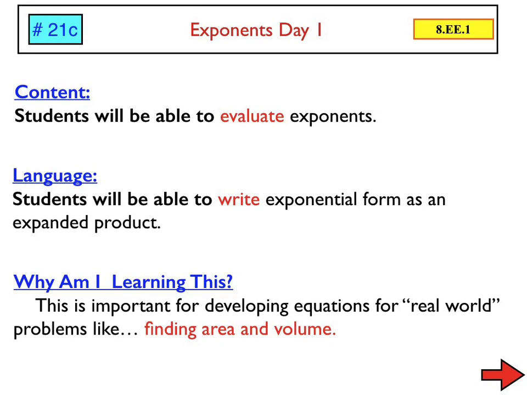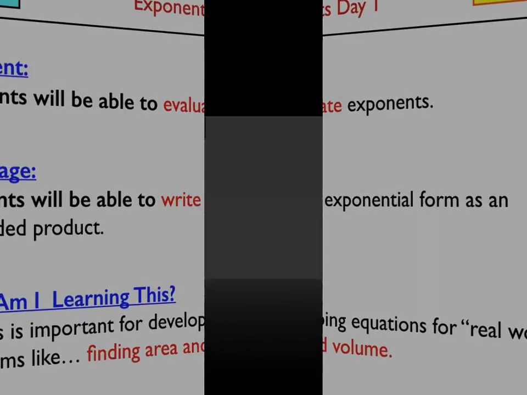Lesson 21C, we are starting a new unit. That's why we start on 21 instead of leaving off the number we did before. We are talking about basic exponents. So you're going to be evaluating exponents, writing it in exponential form, and as an expanded product. So let's start with what an exponent looks like.